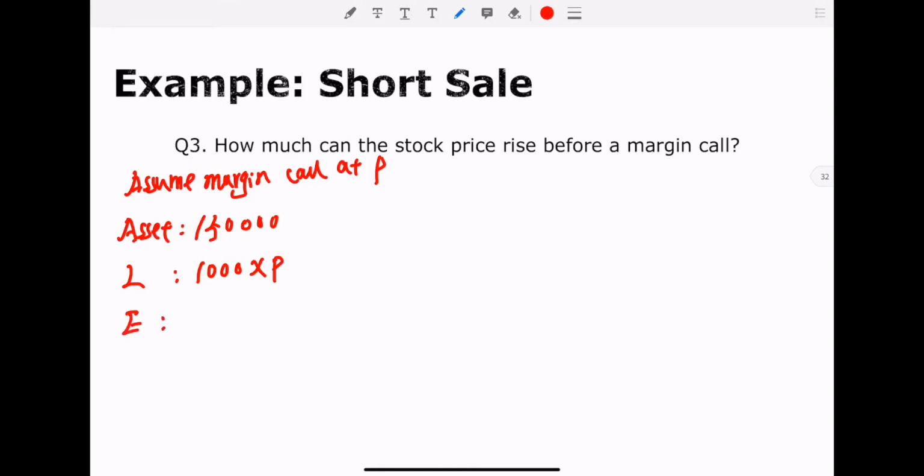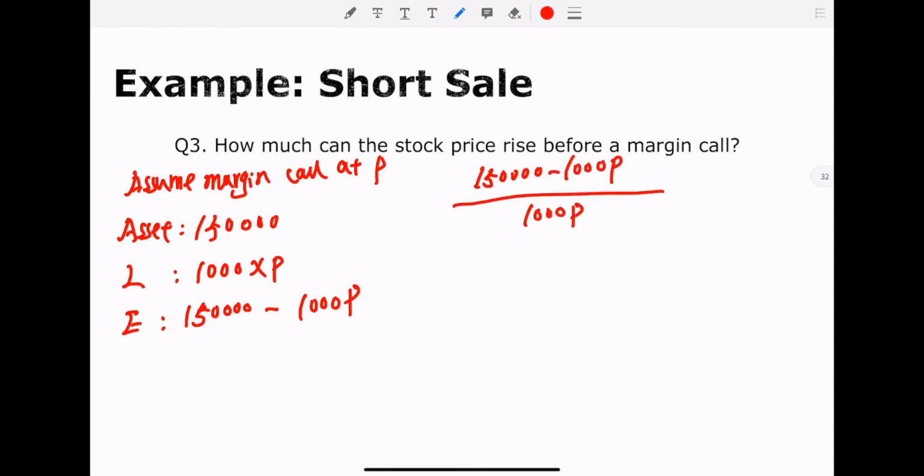Now, what is your equity? Well, it's 150,000 minus 1,000 times stock price. So now, what is your percentage margin, right? Your percentage margin is equity divided by value of stock. So it's (150,000 minus 1,000p) divided by 1,000p, which is 30%.